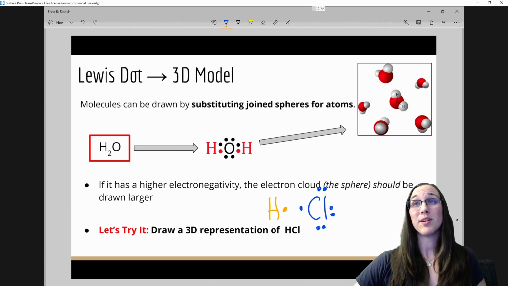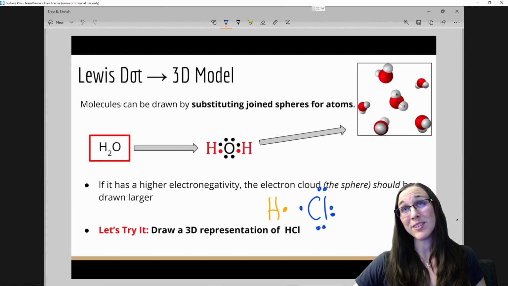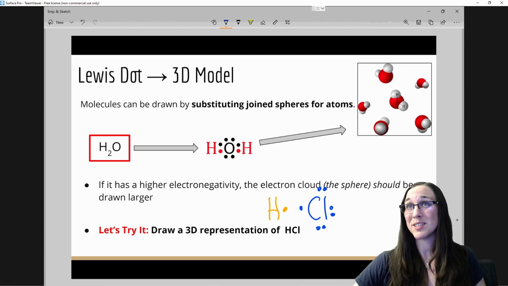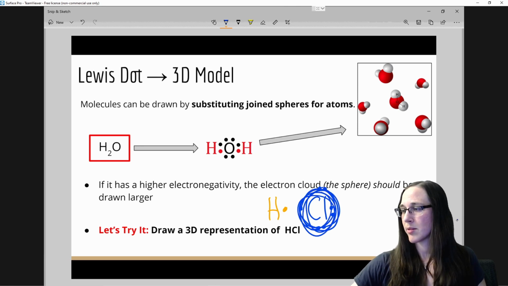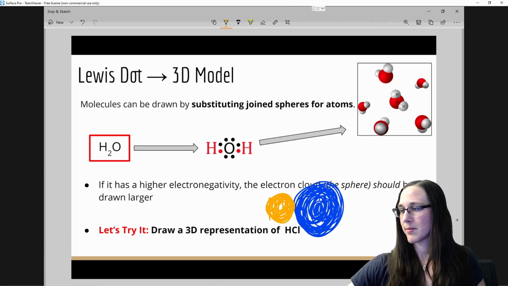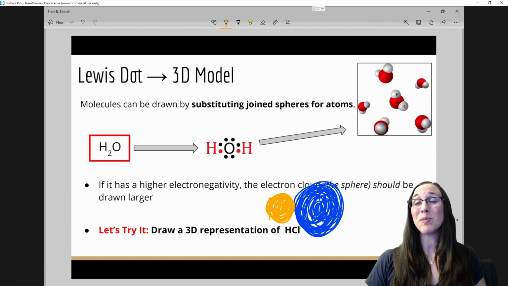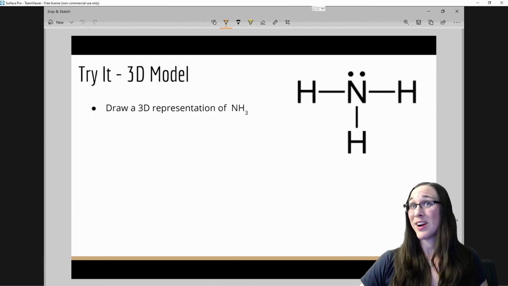Clearly, chlorine is more electronegative. It has more electrons around it, therefore it's happier with electrons being on it. So what we would do is draw a sphere that's larger for chlorine, attached to a smaller sphere for hydrogen. Something like this. And voila, you have a beautiful 3D model of hydrochloric acid, HCl. Let's try it with another chemical.